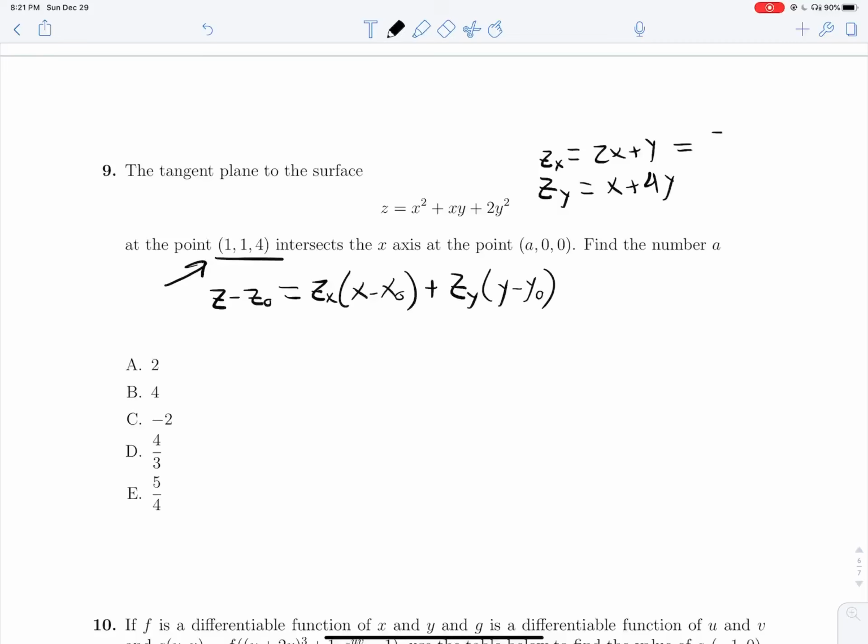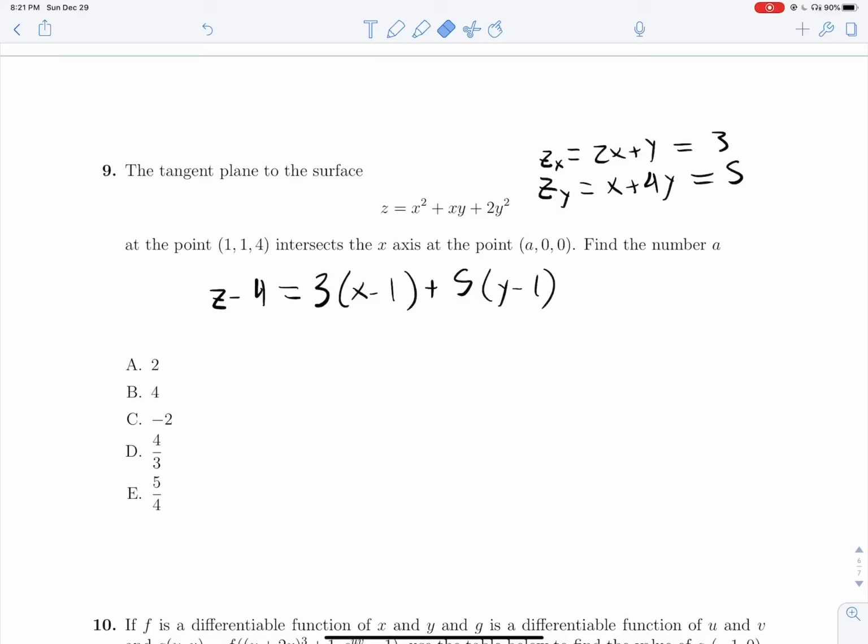So this guy over here is just going to be 3, and here we get 5. So we can already start filling in some blanks. This thing is going to be 3. This thing is going to be 5, and we can actually fill in all our naughts too, because we already said all our naughts are just coming from this point right here. So z naught is 4, x naught and y naught are both 1.